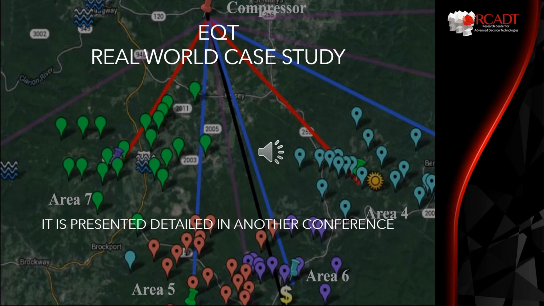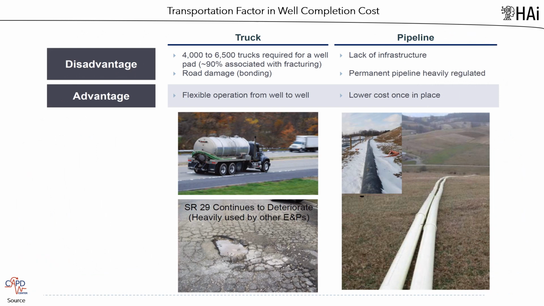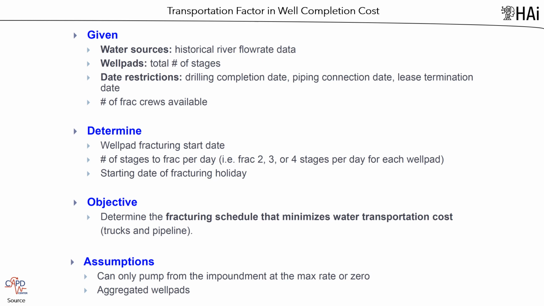Topic: EQT, Real-World Case Study. It is presented in detail in another conference. This real-world case study is related with the planning of shale gas exploitation for EQT. The fundamental problem is the design of the shale gas exploitation network, considering 2 types of transport modes, trucks and pipelines. The statement of the problem is: given water sources, historical river flow rate data, well pads available, date restrictions, drilling completion date, piping connection date, lease termination date, and frac crews available.